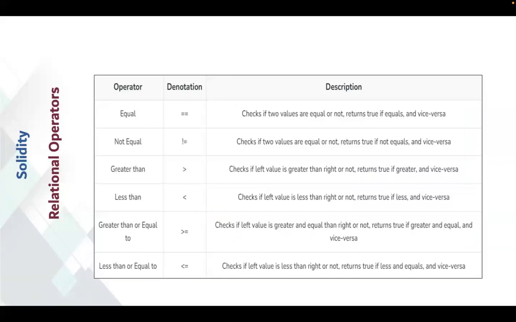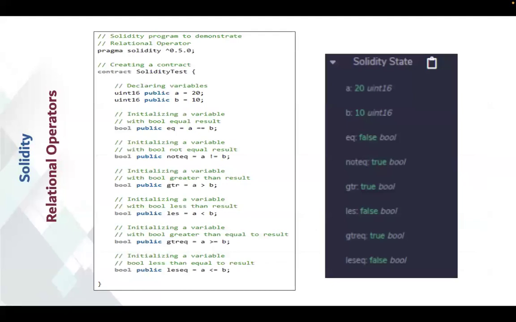Regarding relational operators, they are used to compare two values. Solidity supports the following relational operators: equal to, not equal, greater than, less than, greater than or equal, less than or equal. Here is an example contract that demonstrates the usage of relational operators. We have SolidityTest as a contract, and in this contract, we compare the values of a and b using different relational operators and store the results in separate Boolean variables. As you can see here, the result is Boolean, true or false.